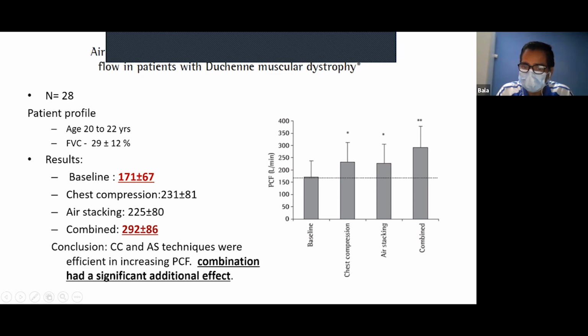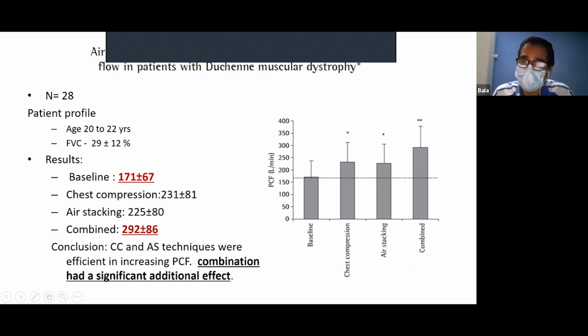As I said, LVR can be done only if the bulbar is intact. So most of the studies are done with Duchenne muscular dystrophy and spinal cord injury patients, and they found that with LVR, you can really increase your PCF. So I'll just go to this diagram here. Baseline is around 160, 170. With chest compression alone, which is manually assisted cough, you can increase it to around 230.